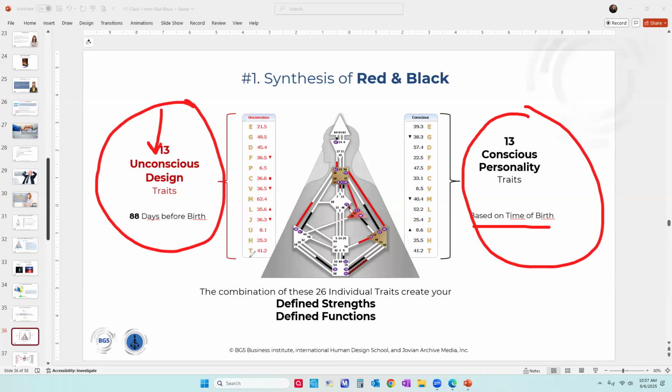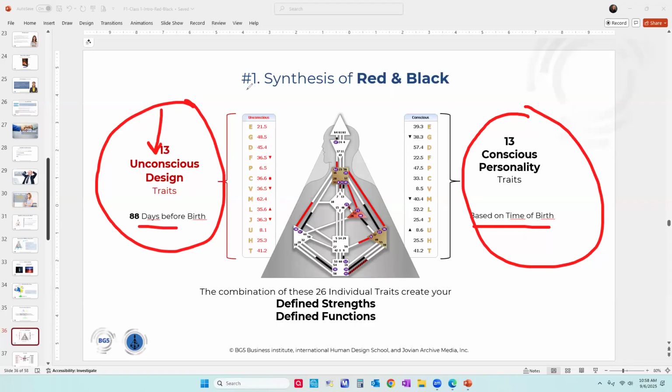And how do we figure out this unconscious side of you, which is extremely significant, by the way? This is calculated by going back 88 days before your birth. So the software, of course, is going to do that automatically for you, but that's the calculation.